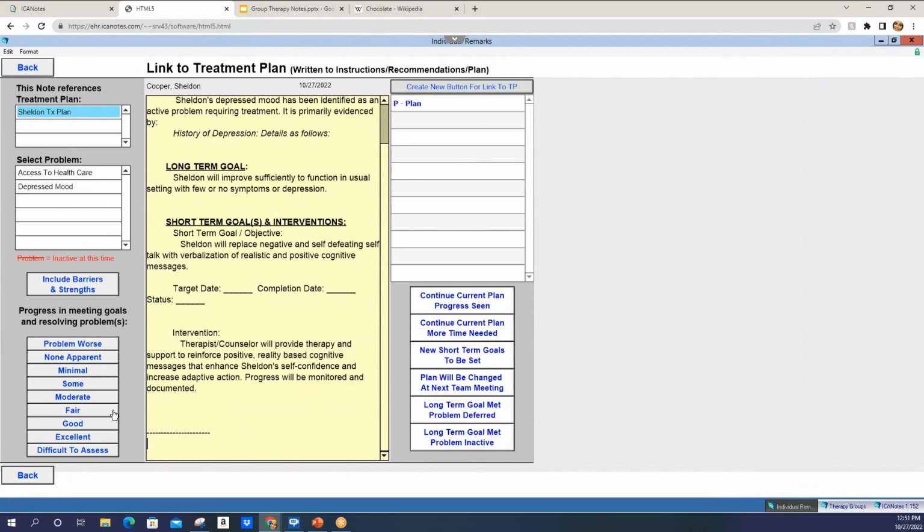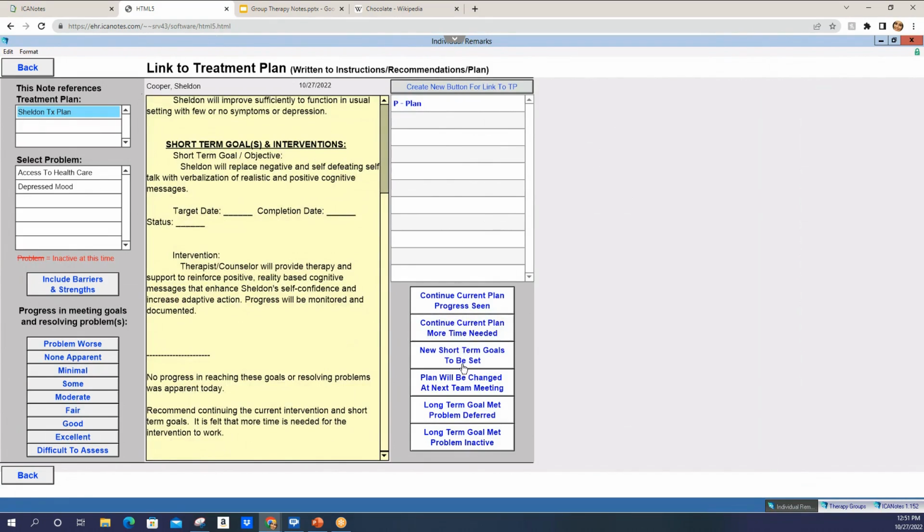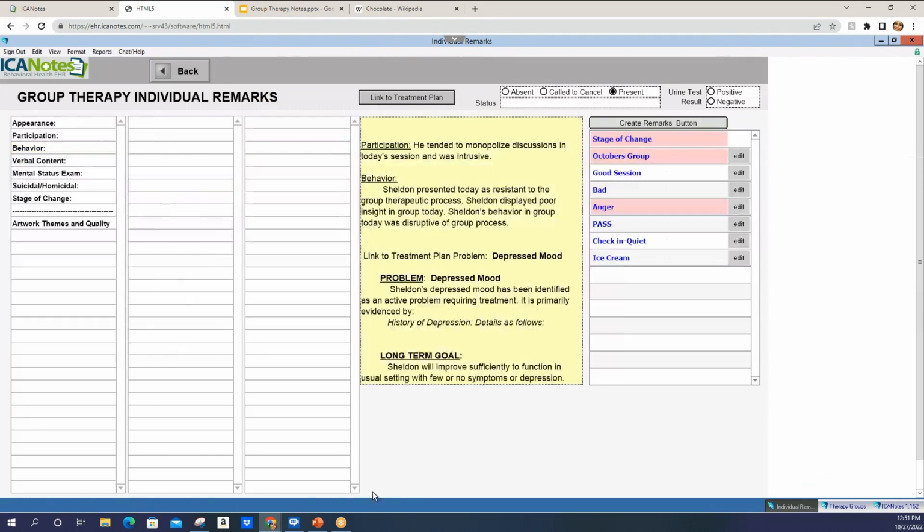And he's not doing well on that today. Unfortunately, there has been no apparent progress in meeting these goals, and we need to continue the current plan and we need more time. We need more time for this intervention to work for this client because he had a disruptive day during group. And then that will go into Sheldon's note.